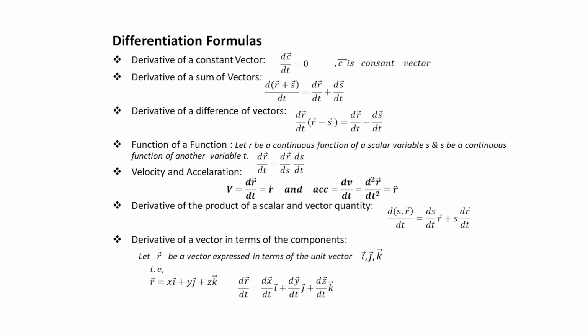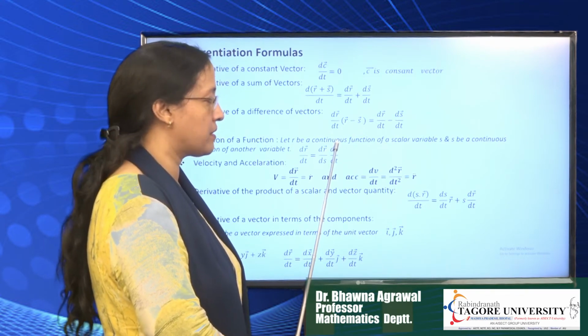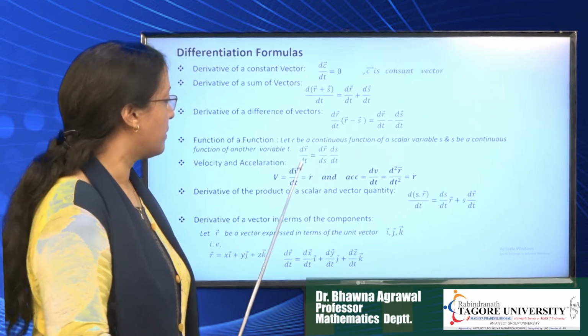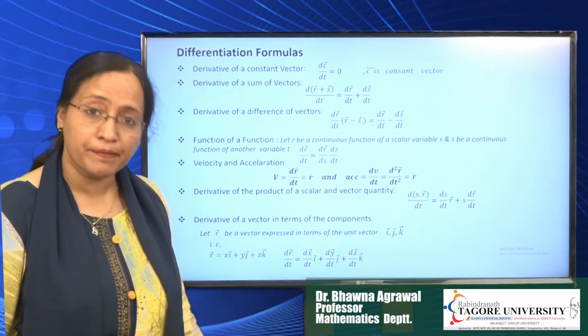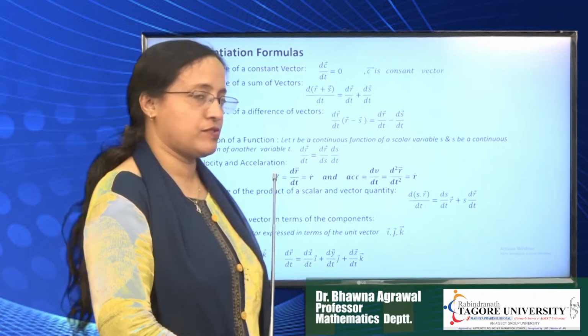Function of function. Let r be a continuous function of a scalar s and s be a continuous function of another variable t. Then dr by dt equals dr by ds times ds by dt.